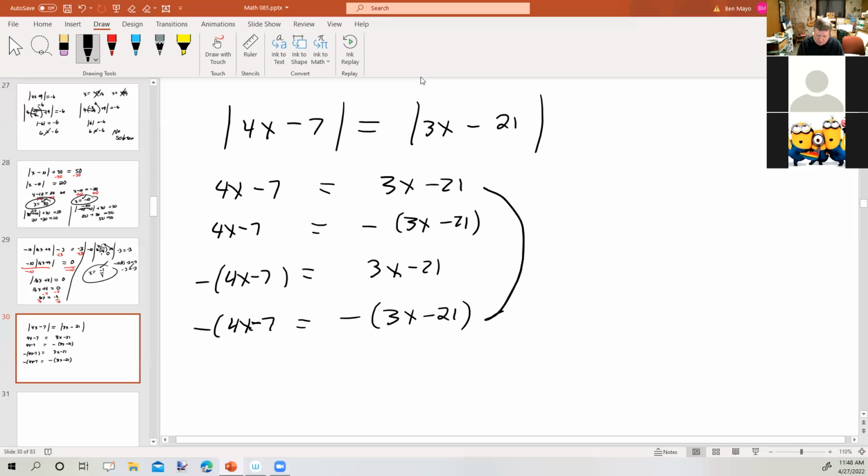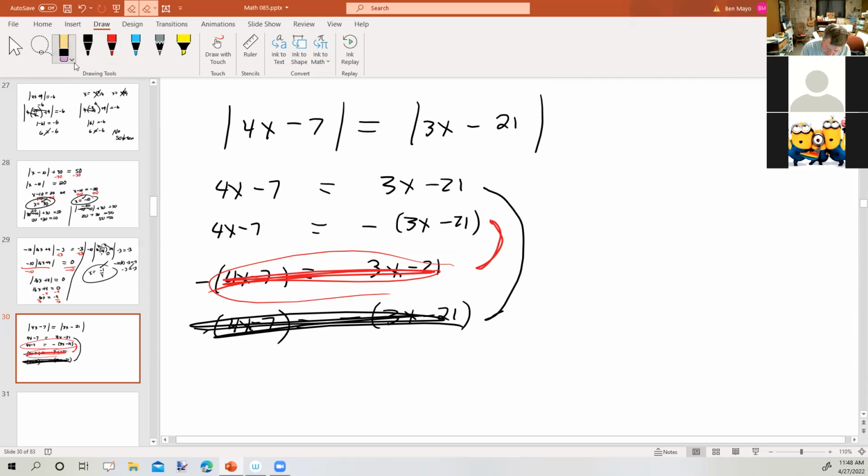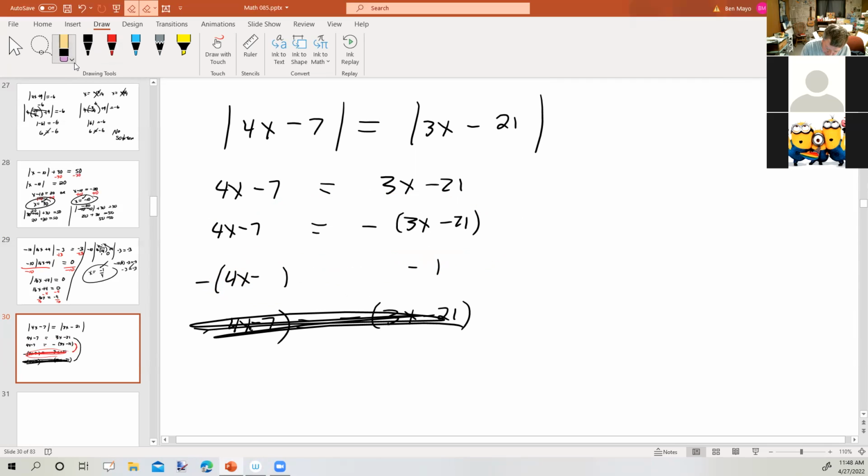Okay. But if you look closely, this equation and this equation are really the same thing. If you take that top equation and you multiply both sides by -1, wouldn't you get the bottom equation? So this is a redundant one. Likewise, take a look at these two. If you took this equation and multiplied both sides by -1, you'd get this equation. So this one's redundant. So really, we only have two unique sets of equations.